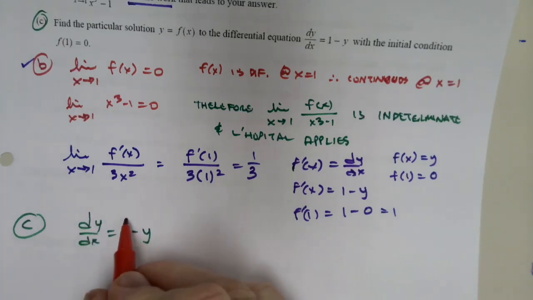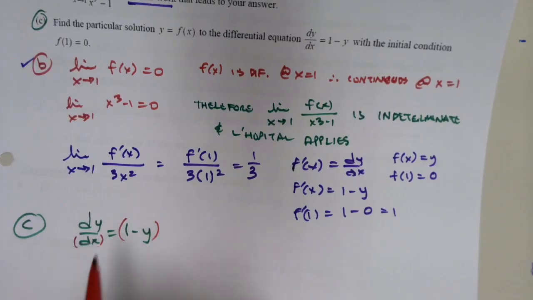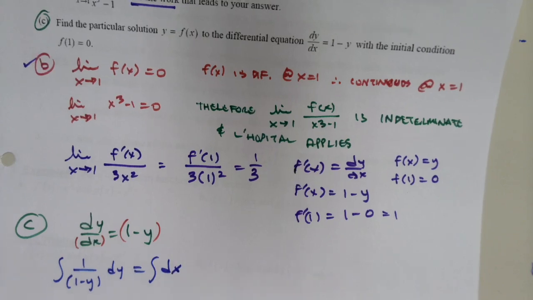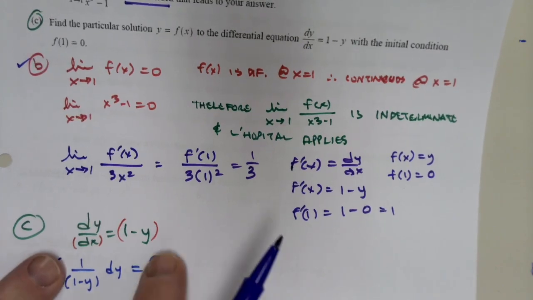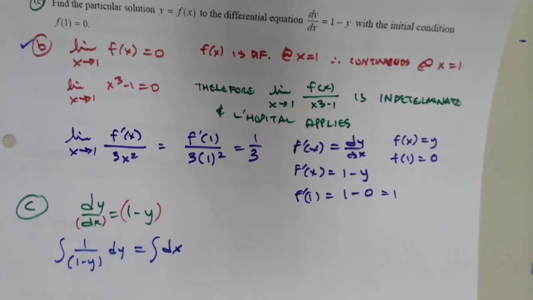What we can do is divide both sides by this and multiply both sides by this. The result will be the integral of 1 over 1 minus y dy equals the integral of dx. Okay? Or it would be this, and then of course we're going to evaluate the integrals in order to solve this. Okay? And this is real simple. On the right-hand side, this is going to be an x plus c.